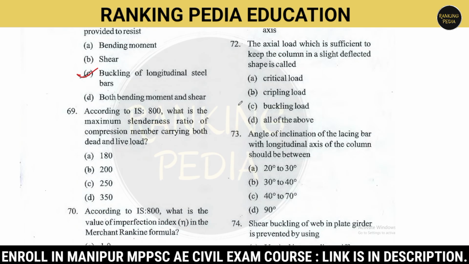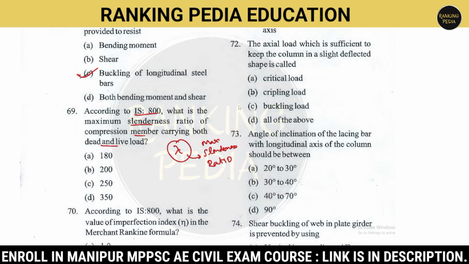Question number 69: according to IS 800, what is the maximum slenderness ratio of a compression member carrying both dead and live load? Your options are given: 180, 200, 250, or 350. So you have to tell the maximum slenderness ratio, which is denoted by this. Okay, this denotes maximum slenderness ratio. So what kind of member is this?